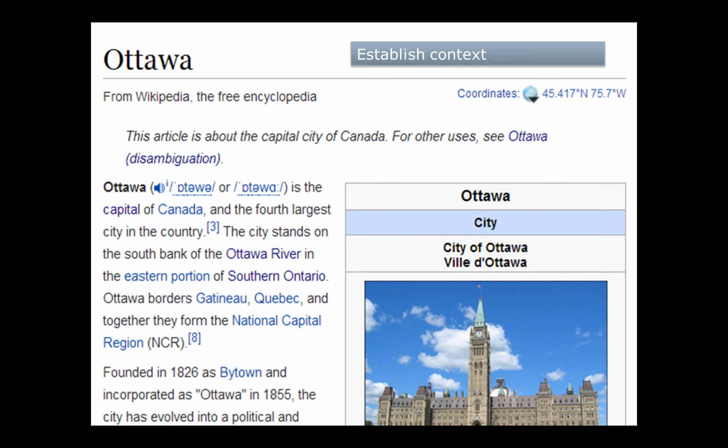And it has this really cool feature, which I love in Wikipedia: this is an article about the capital city of Canada, with a note about other uses of Ottawa, disambiguation. So it's actually giving you a list of all the things that the word Ottawa refers to, and telling you what each of them means, so that you can find the one you want. So this is a highly navigable context. Set the context, make it navigable.